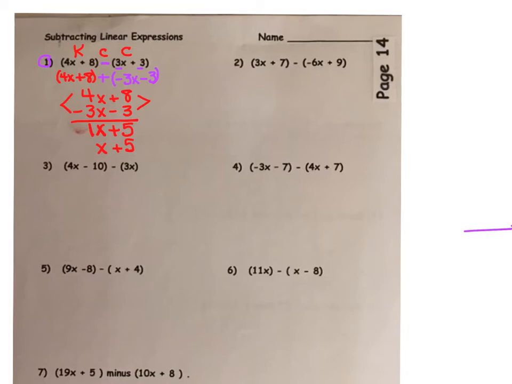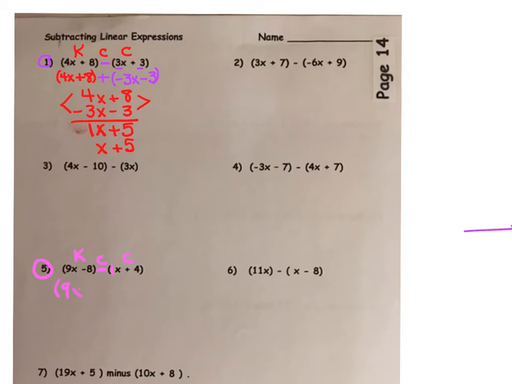Let's take a look at problem number 5. Here we have 9x minus 8 minus, now put a 1 in front of our x, 1x plus 4. Above the subtraction problem, please write K, C, C. Keep, change, change. We're going to take a moment and rewrite this as addition.